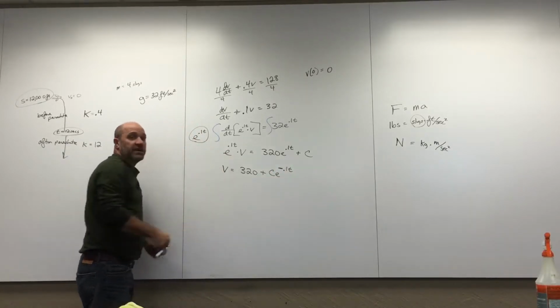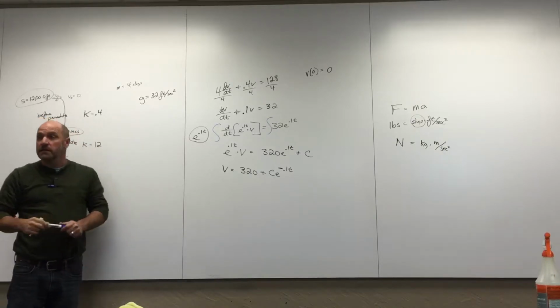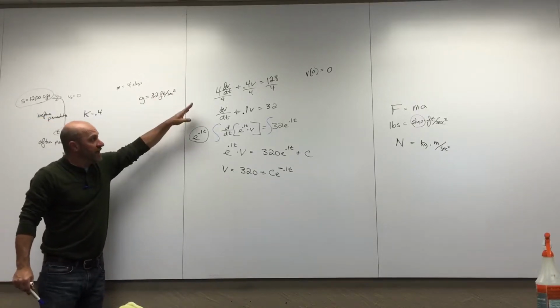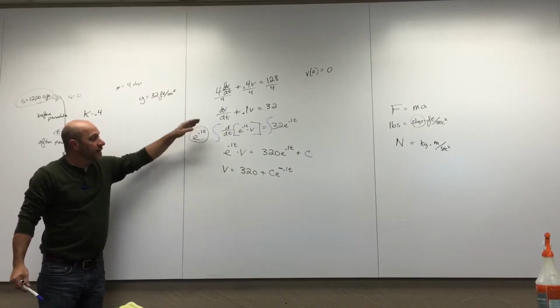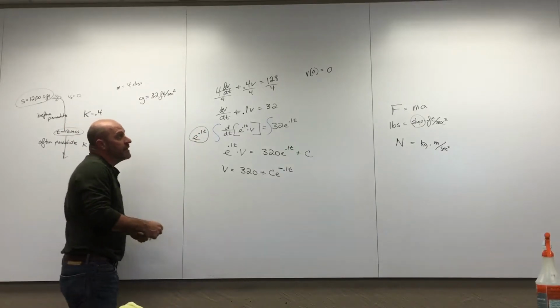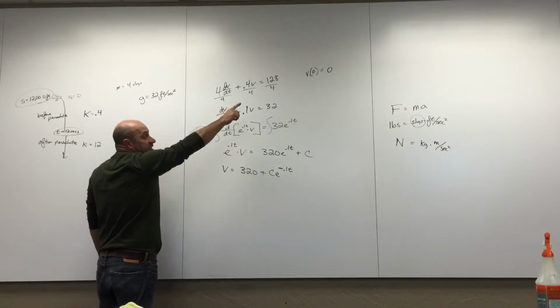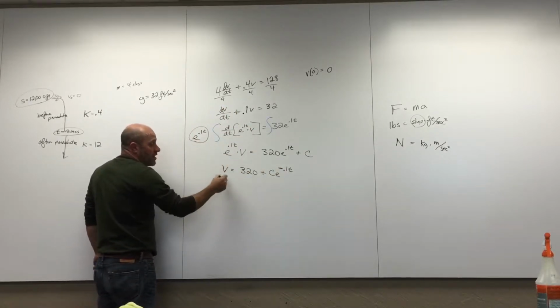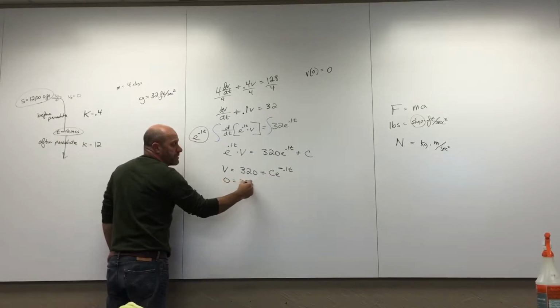And with my initial condition, I can find c. But that's a good old integrating factor method. Not too bad there. My initial condition says when t is 0, v is 0. I'll just plug that in.